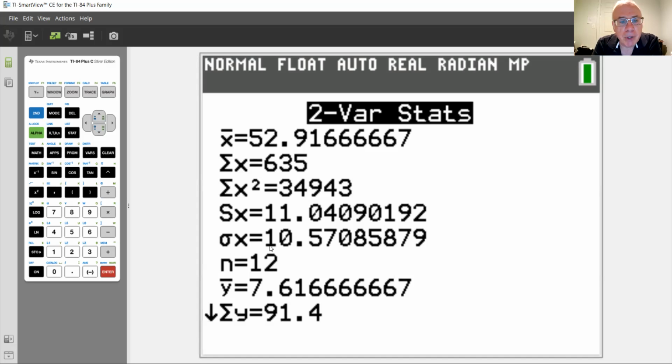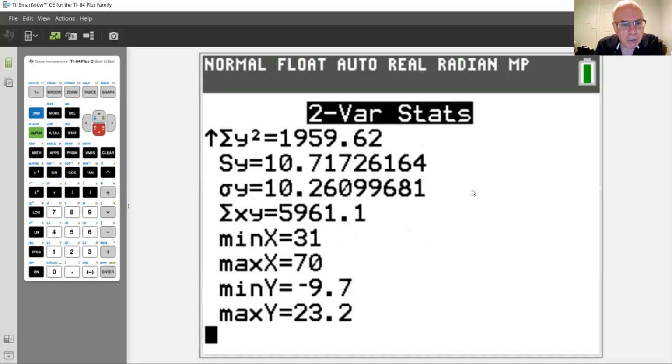Now, in this case here, I'm just interested in the minimum and maximum values for x and y. So notice they're given at the very end of this list. And notice that x runs from 31 to 70, and y runs from negative 9.7 to 23.2. Now, I already came up with a number for x, the smallest number of x, something a little bit smaller than 31. So the maximum, something a little bit bigger than 70, and the same thing with the y's. Something a little smaller than negative 9.7, something a little bit bigger than 23.2. That way we can easily see all the data in the data set.